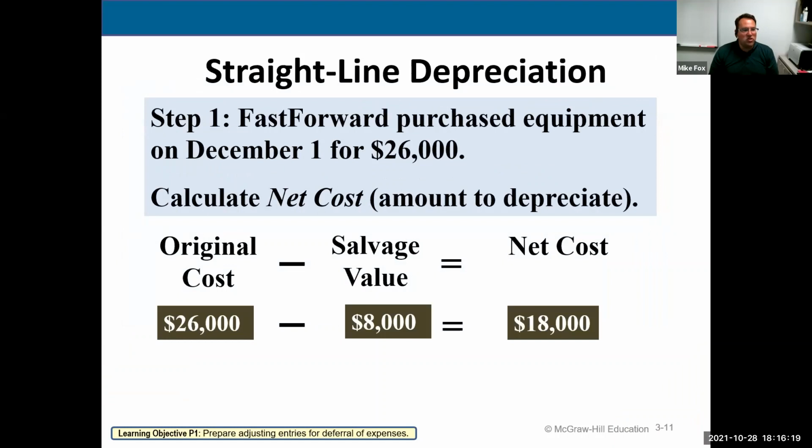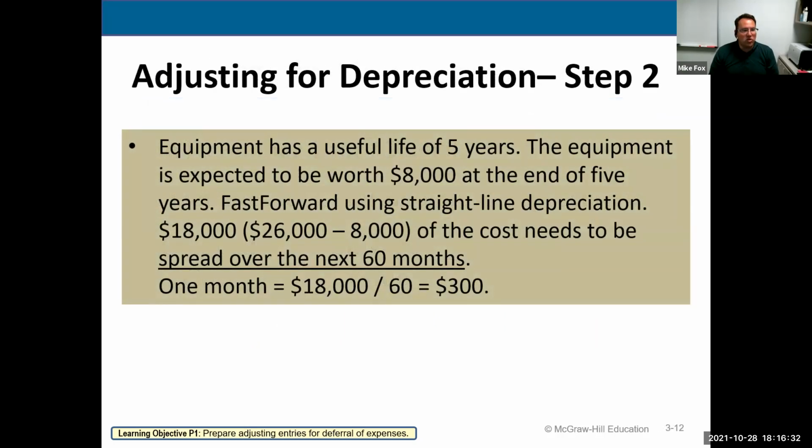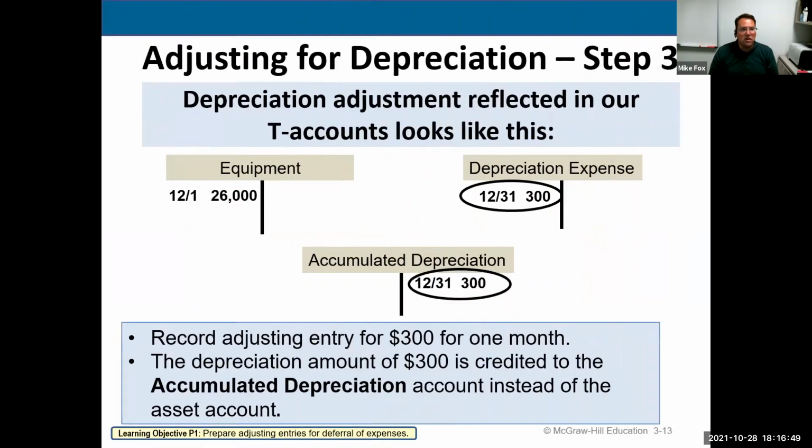So then we take the original cost minus the salvage value. They call it net cost in this McGraw-Hill book. A lot of times it's called the depreciable value, the amount you're going to depreciate. And then we take that depreciable or net cost and divide it by the number of months in the asset's life. It was 18,000 divided by 60, which means we're going to depreciate or claim as an expense $300 of the cost of that asset each month. So we create an entry that debits depreciation expense and credits the accumulated depreciation account.